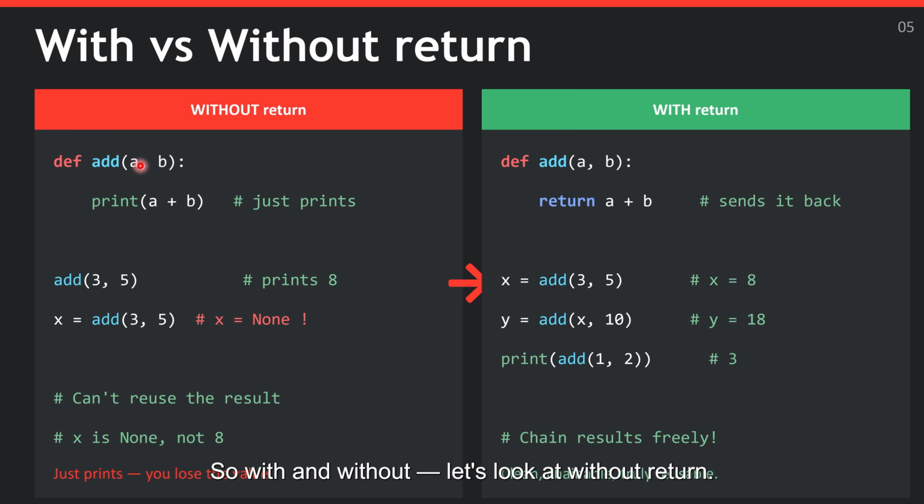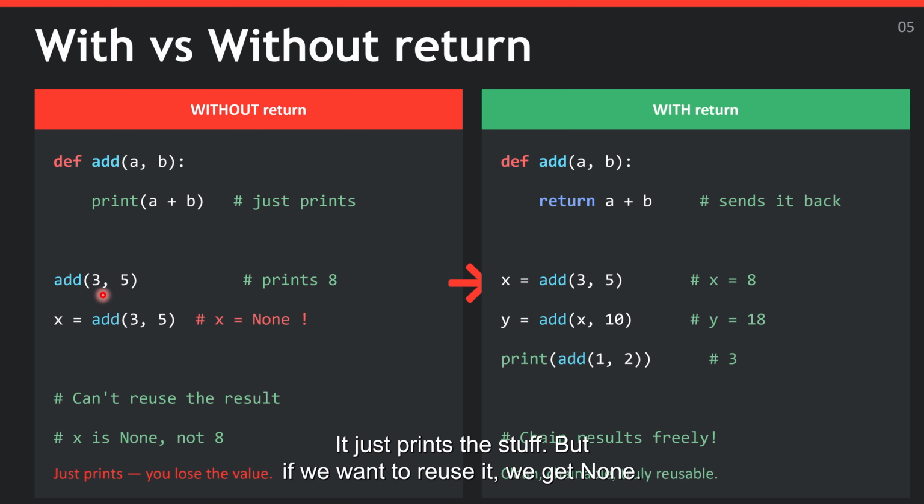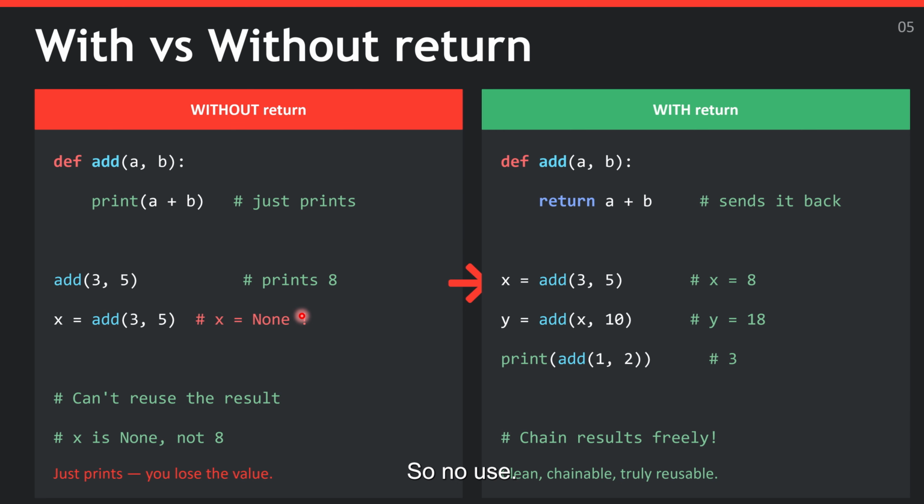Now, so with and without return. Without return, what we can do is def add A comma B, print A plus B. It just prints the stuff, right? And well, if we want to reuse it, we get None, so no use.